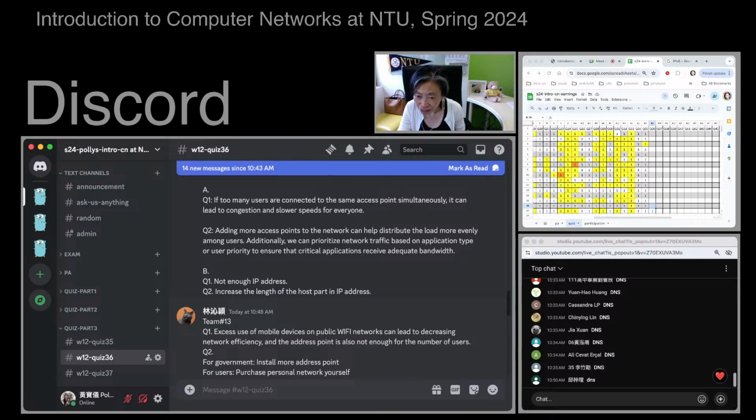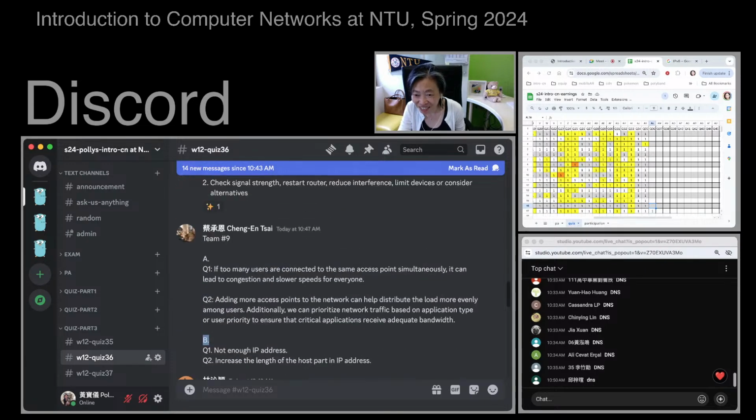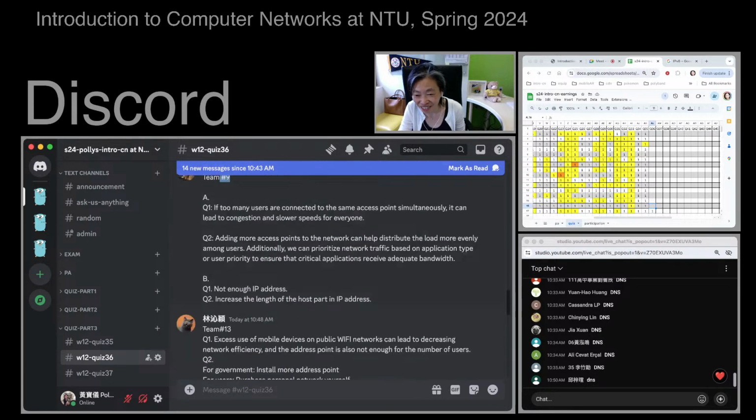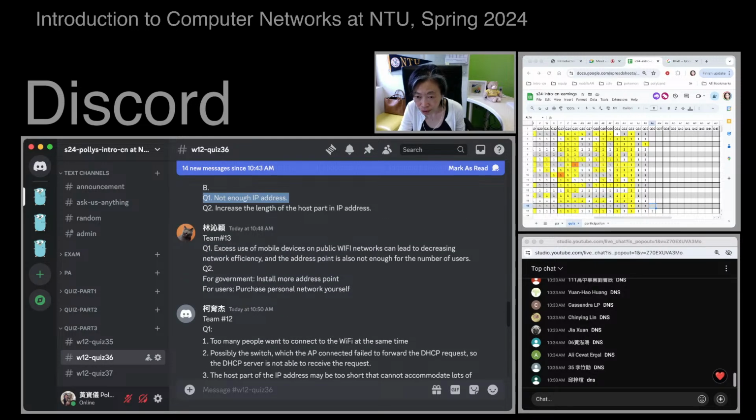Network B? Okay, I guess Team 9, you guys have different opinions between the members, I see. Yeah, another member says that there's not enough IP addresses. So having not enough IP addresses, for sure that some will not get connected at all. Excess use of mobile devices in public. Decreasing network efficiency. Access points are also not enough for the number of users.